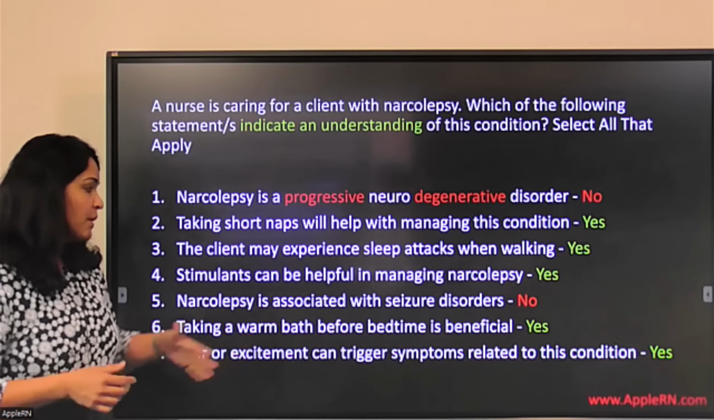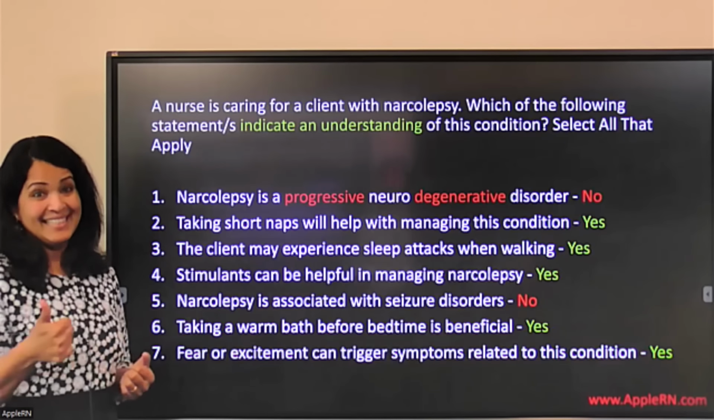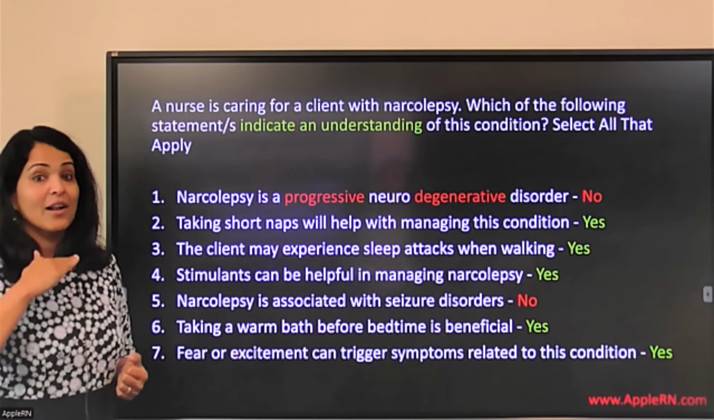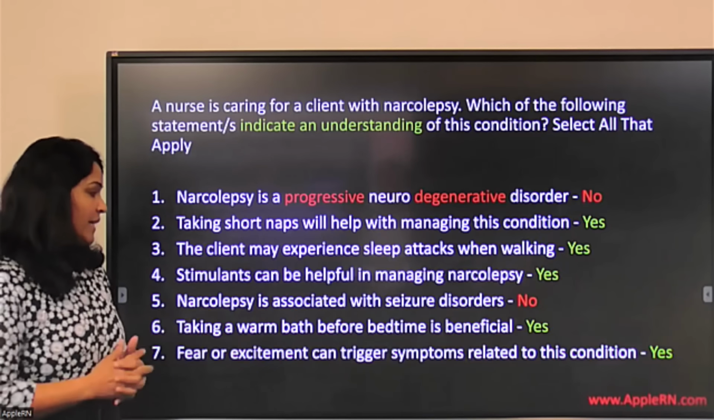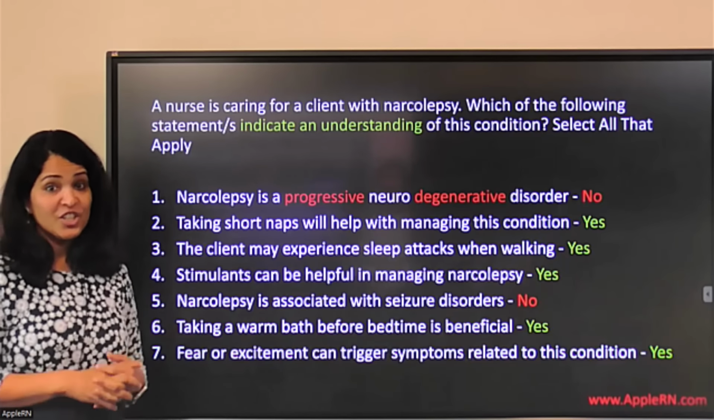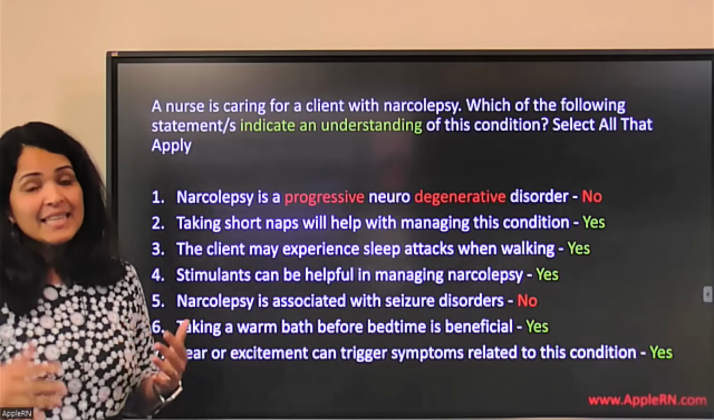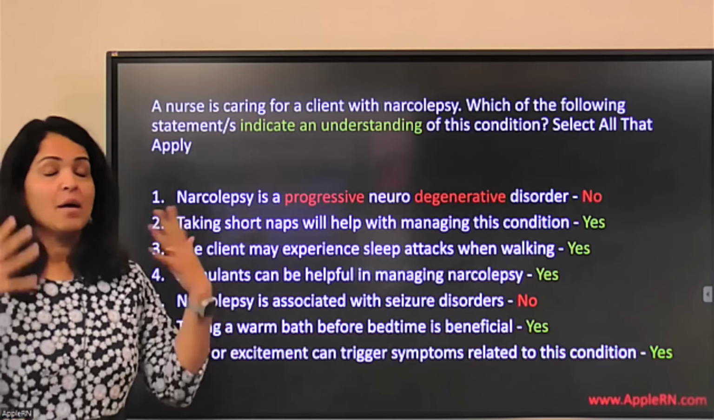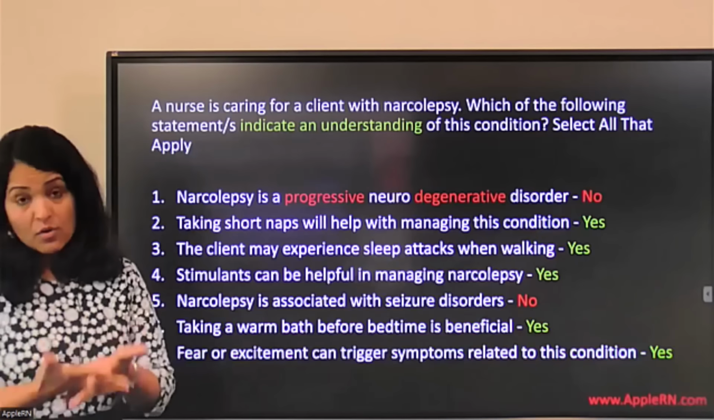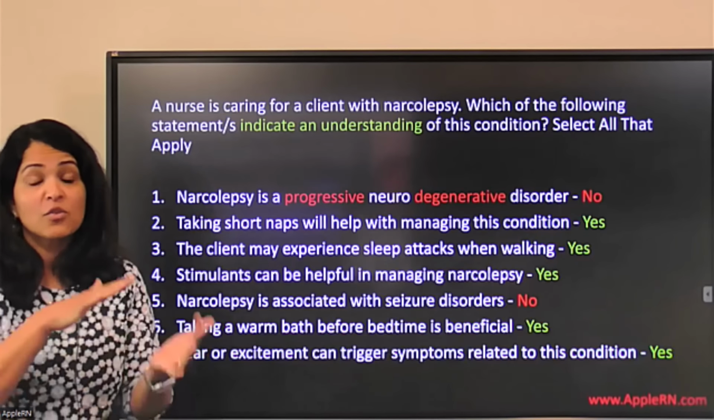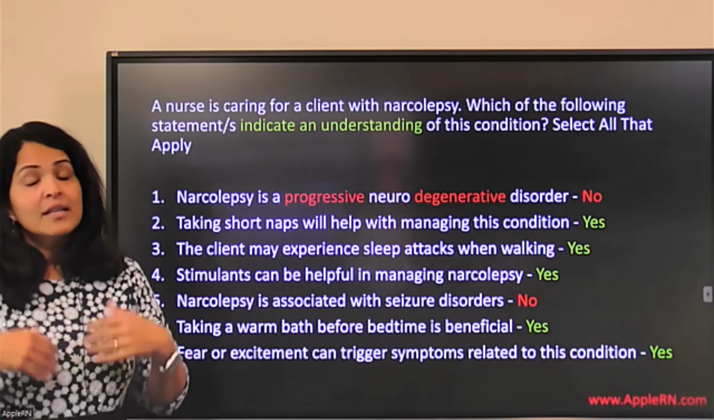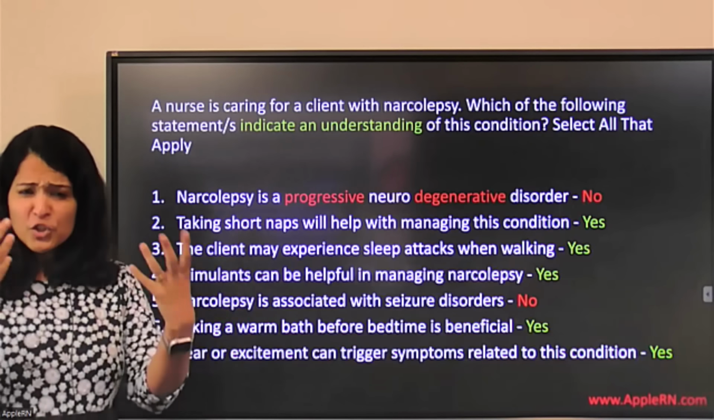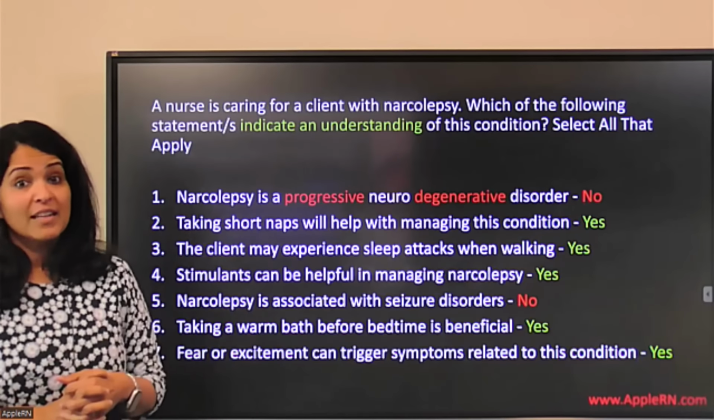Taking a warm bath before bedtime is beneficial. Yes, that's true. It will help relax and help with the sleep. Fear or excitement can trigger symptoms related to this condition. Yes. The cataplexy can happen, the sudden muscle weakness can happen. And patients may even have hallucinations because of the rapid eye movement sleep cycle issue. They may feel like there are vivid dreams and hallucinations. They might feel that too.